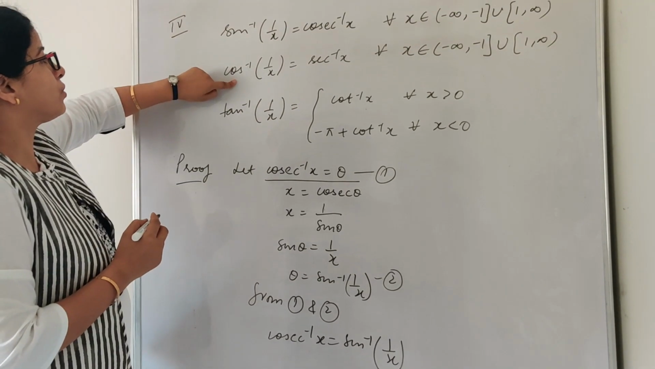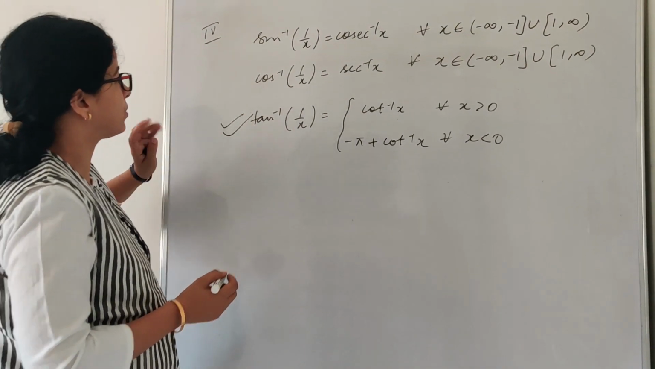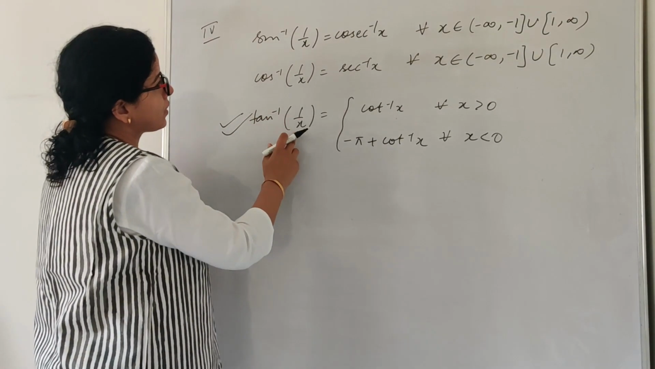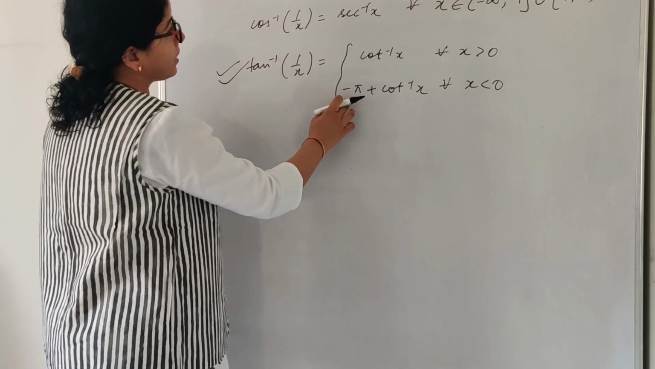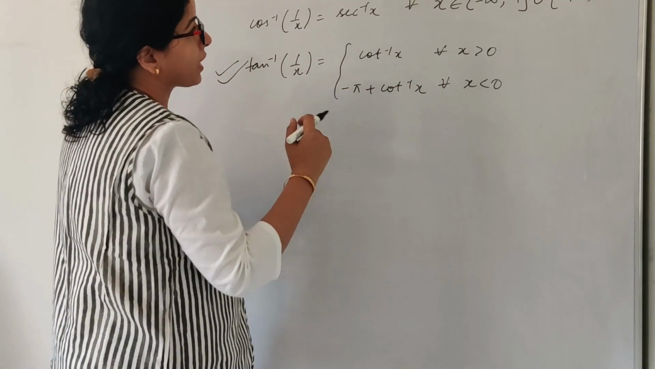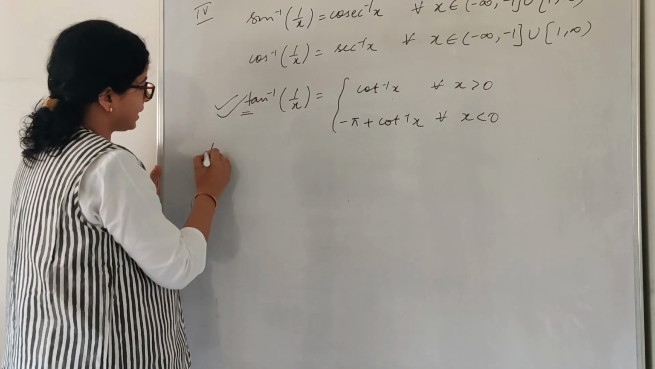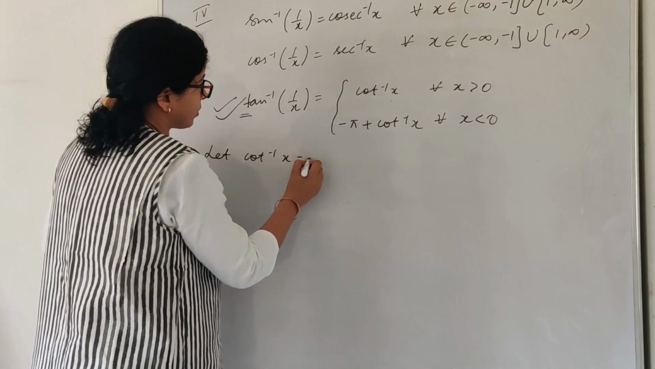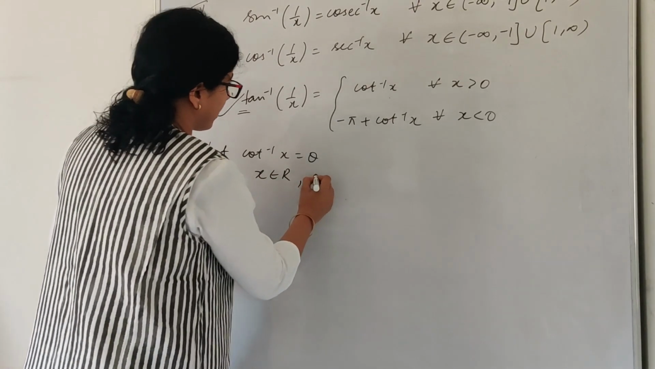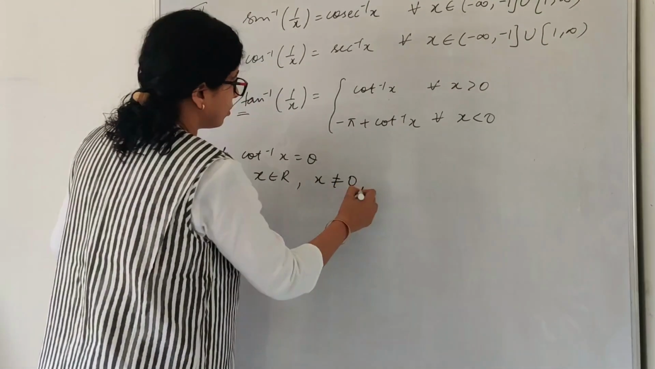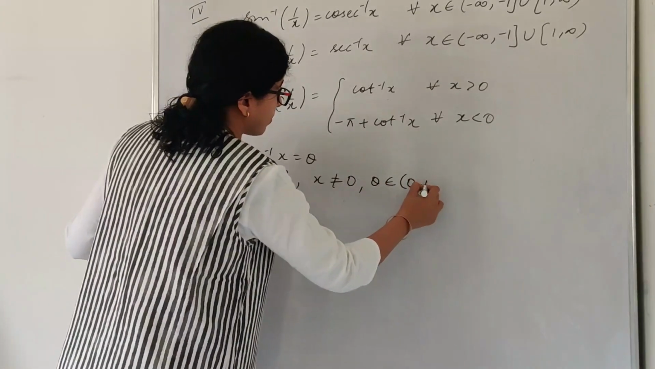Now similarly we can do it for cos inverse. So now let us check the fourth property, third case. Okay, so what is given? Tan inverse 1 by x is equal to cot inverse x for all x greater than 0, and it is minus pi plus cot inverse x for x less than 0. So now in this case what we have to do, let cot inverse x be equal to theta, where x belongs to R and x won't be equal to 0. Also theta will belong to (0, pi).